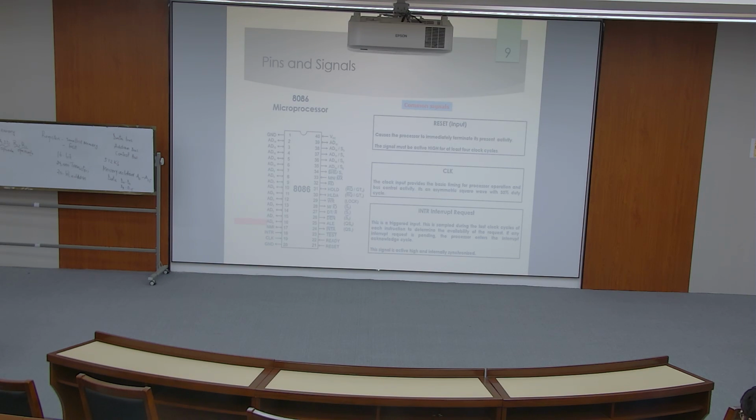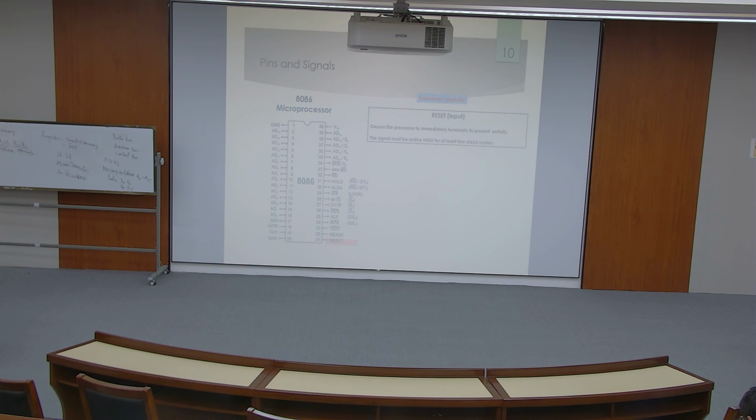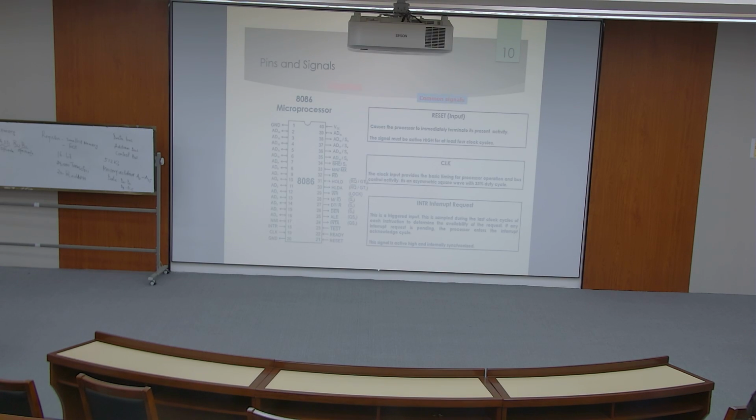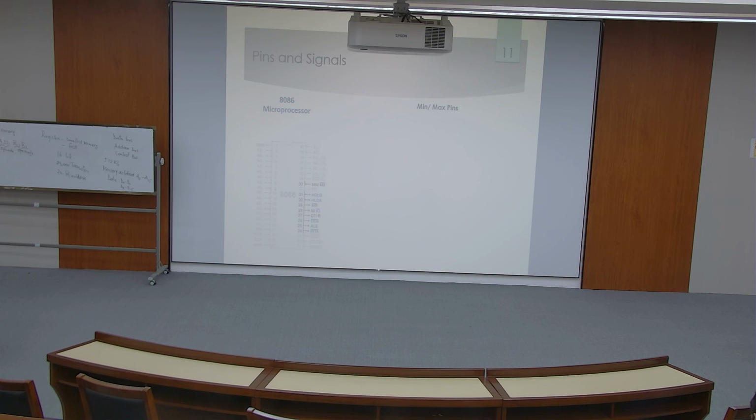The next pin is interrupt, as we have seen. This is pin number 18. We just talked about it. This is to determine the availability of the request. And if there is any interrupt request, that means it is pending, and the processor will have to enter what we call the interrupt acknowledge cycle.